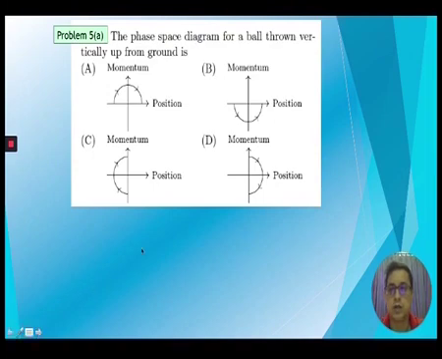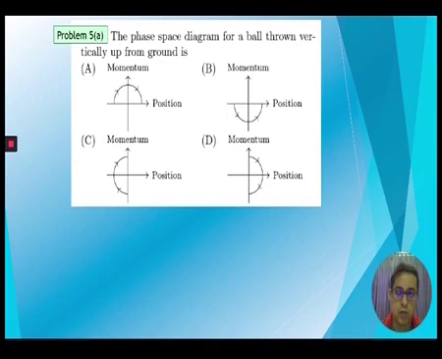There are actually three questions they are asking based on this concept. The first question is this: the phase space diagram for a ball thrown vertically up from the ground is. There are four options they are giving. Out of these four options, which one is the proper trajectory? So the ball is basically thrown up from the ground.